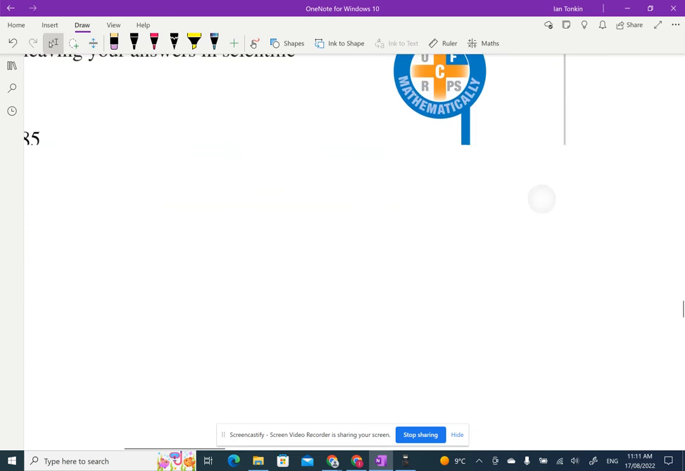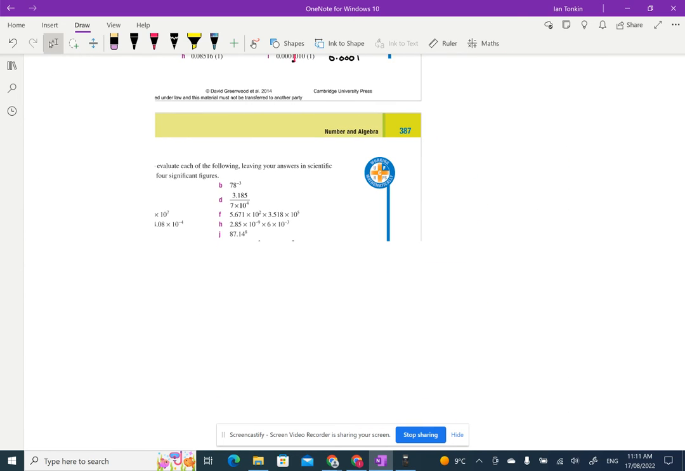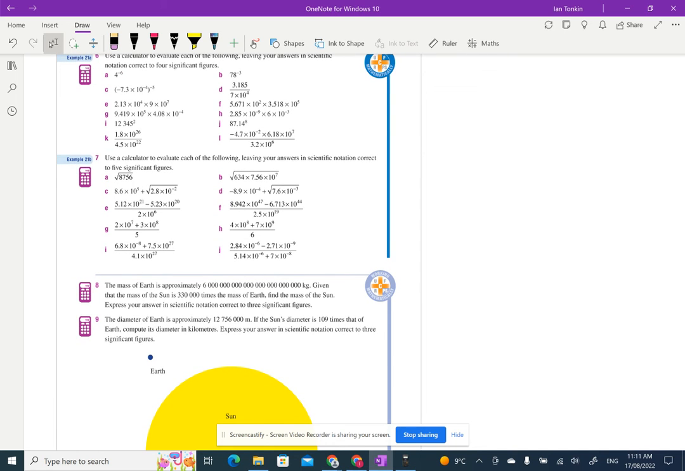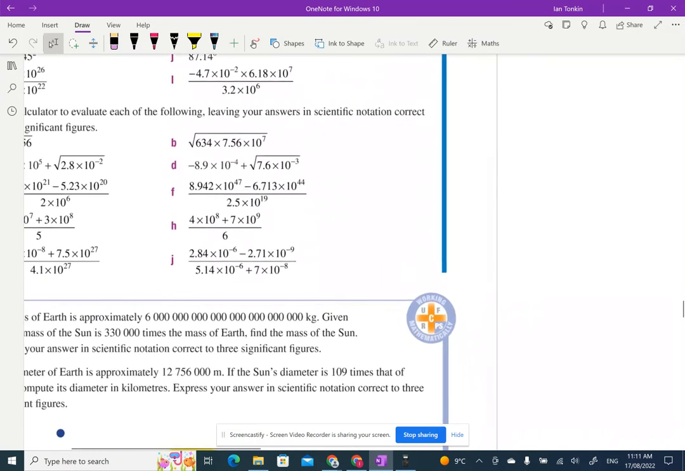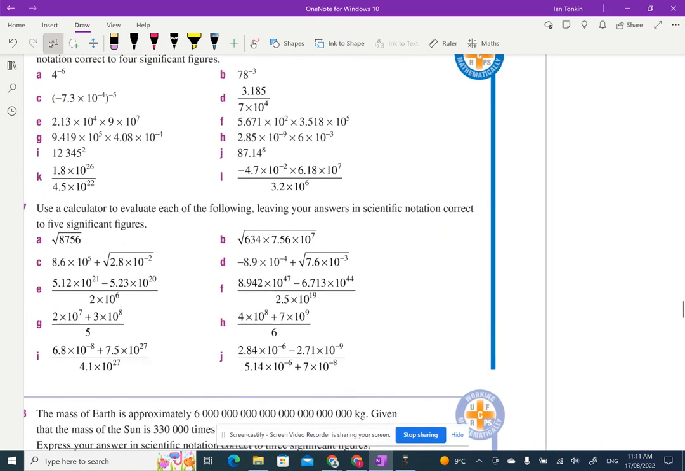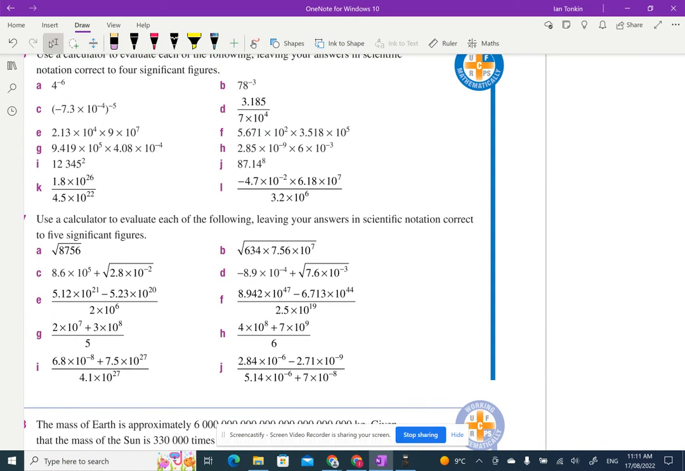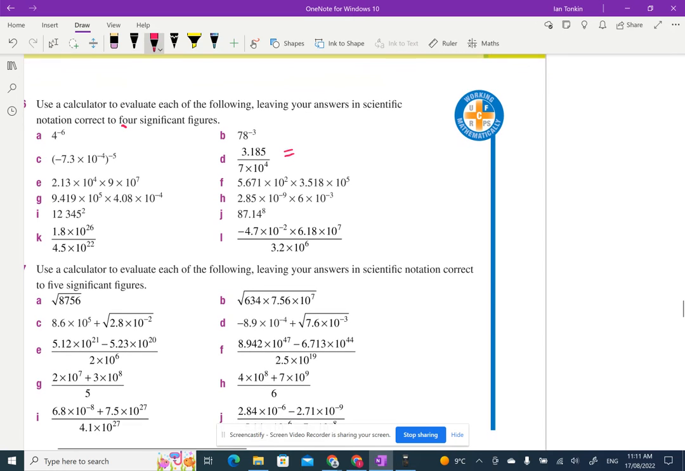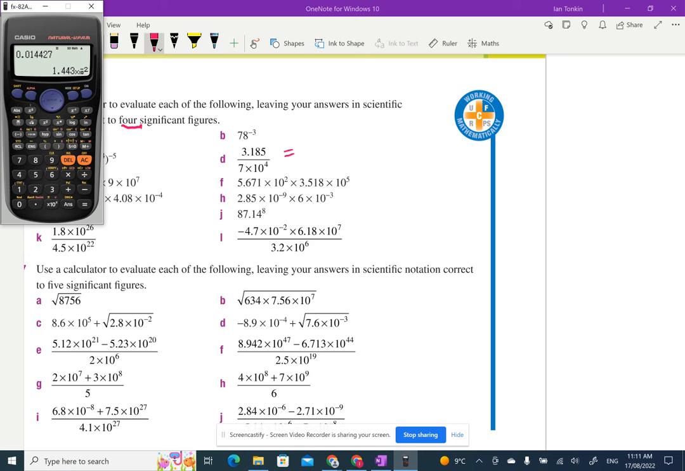Now, later on in this exercise, you need to do questions, and I'm only going to do one. Questions in scientific notation. So I'm going to do an easy one because they get quite complicated. So I'm going to do the first one here, which is D, and I'm just going to use my calculator. And this is all I want you to be able to do. It says in here, 4 significant figures. So that's great because my calculator is already set up to 4 significant figures. So let's just do the first one, 78 to the power of negative 3.